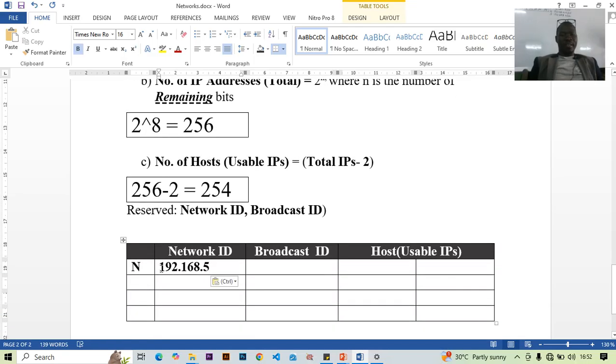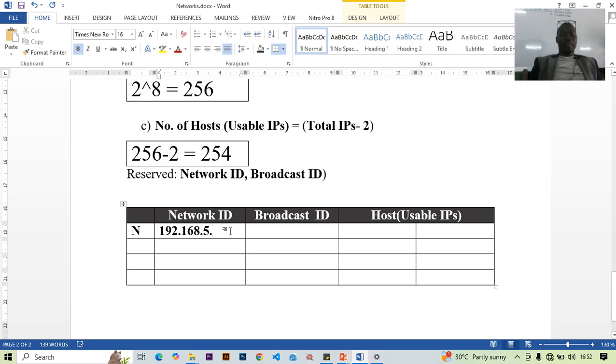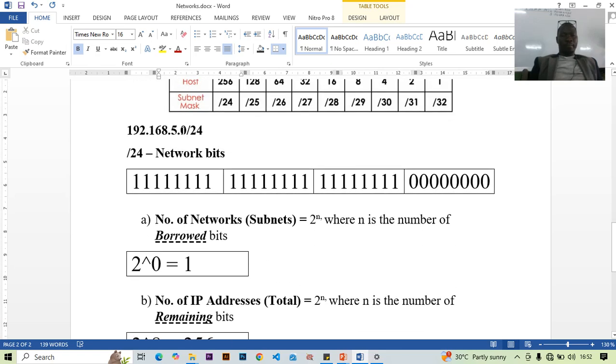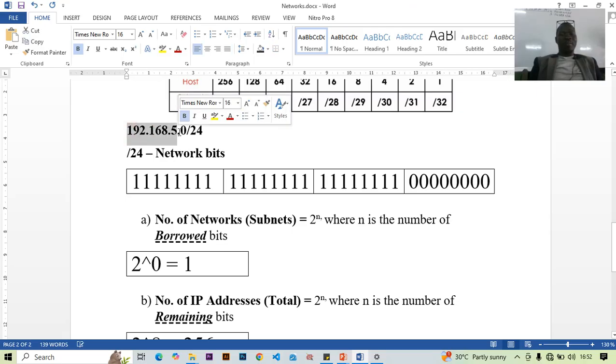Now, what is happening here is to determine the network ID for this given network, we shall look at this last octet here, because remember, this is a class C network, so the first 3 values remain constant, they don't change. So what is going to change is only the values for the last octet.